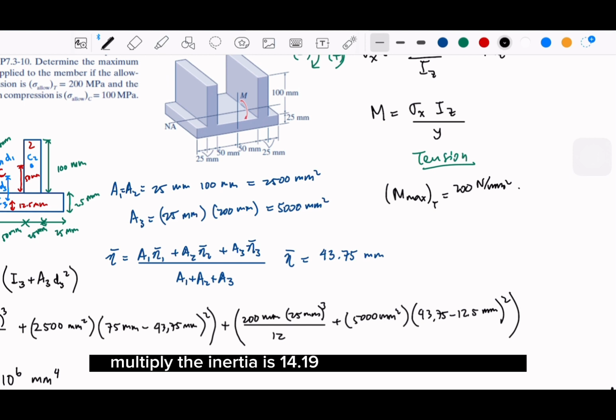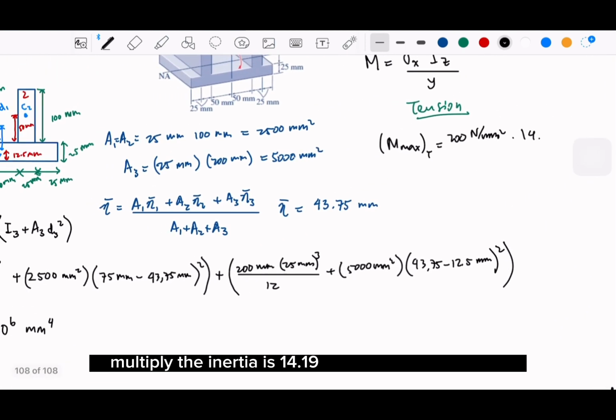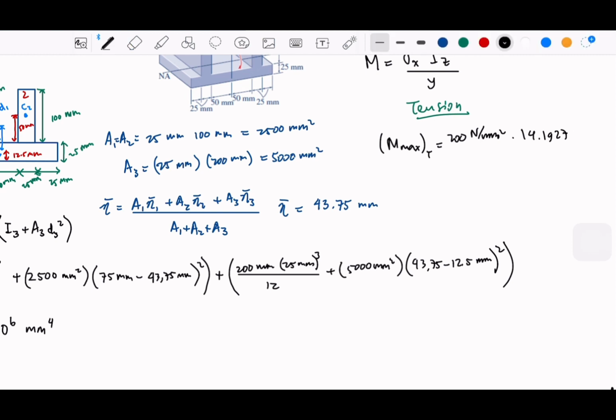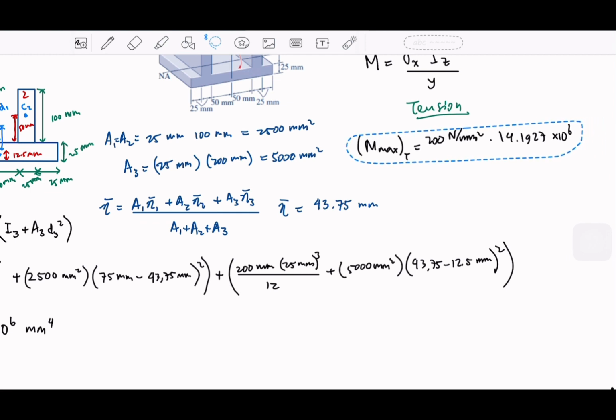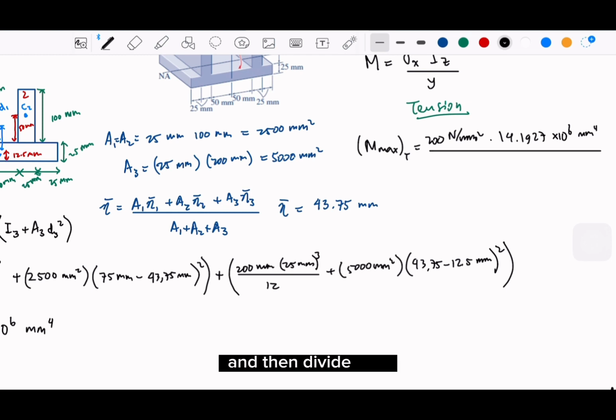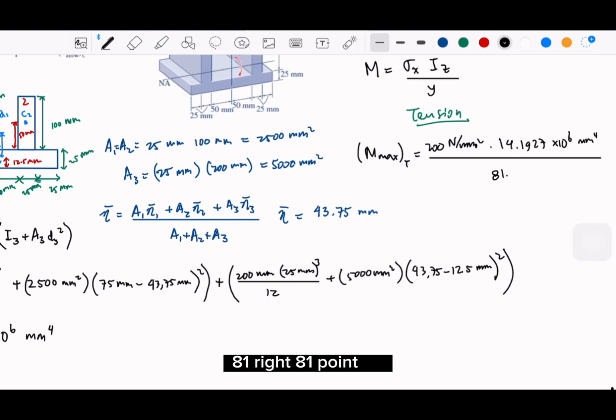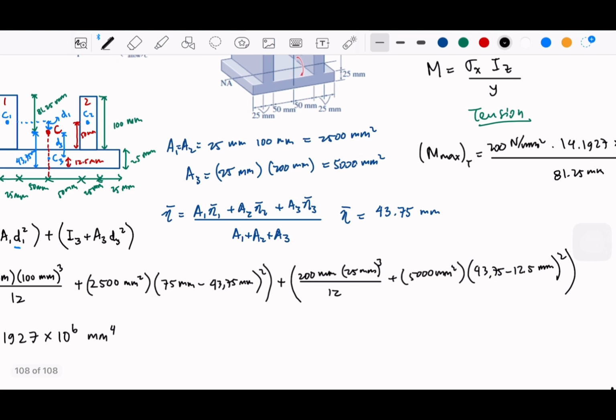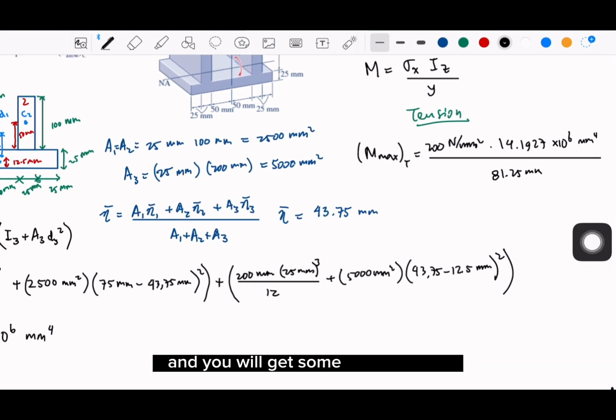Multiply the inertia is 14.1927 million. So multiply with, and then divide Y. Y will be 81, right? 81.25. Okay. And you will get some number here, which give you this approximation around.